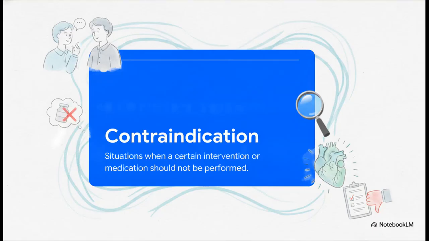Tying this right back into patient safety, another key term in communication and history-taking is contraindication. This is a specific situation when a certain intervention or medication should absolutely not be used because it could actually harm the patient. For example, if that angry businessman is demanding a specific painkiller, but your careful history-taking reveals he's allergic to it, that allergy is a hard contraindication. In that moment, your communication skills literally just prevented a medical disaster.